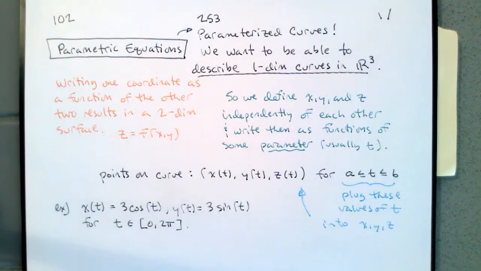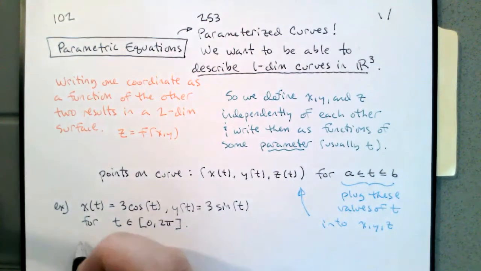So here's a nice classic example. x of t is 3 cosine t, y of t is 3 sine t. For t between 0 and 2 pi, this will produce a circle of radius 3 centered at the origin. So this is going to be a circle of radius 3 centered at the origin.